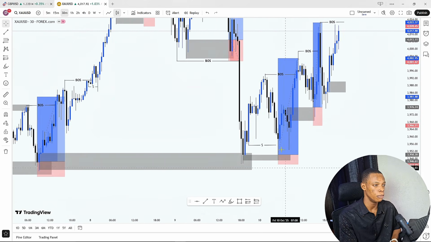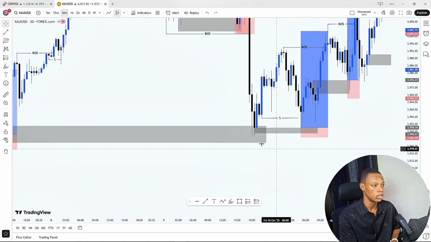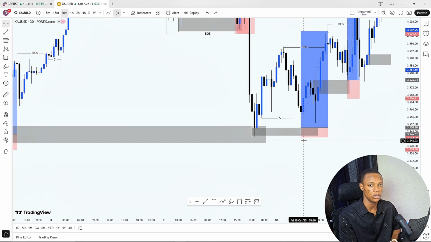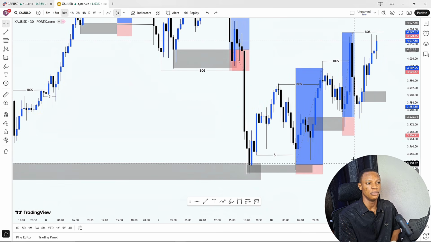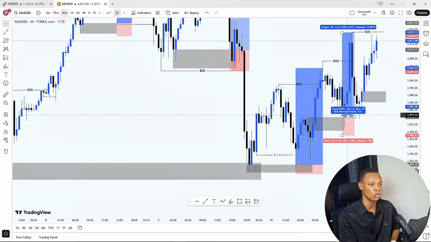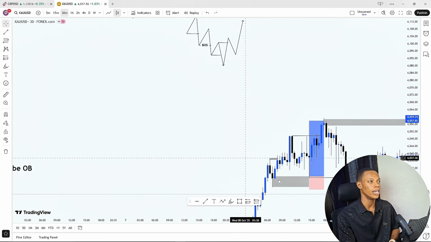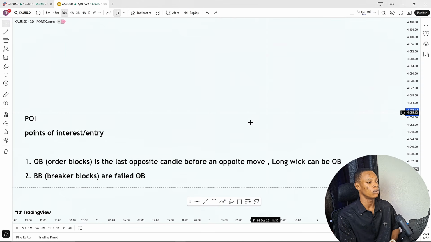And if you watch this very buy I took right here, what did I mark out? This very long wick below the price. This was what I marked out, then I used it to take my buy. If you notice where the price respected, it was this very long wick right here. So a long wick can act as an order block in a case where there is no clear order block.